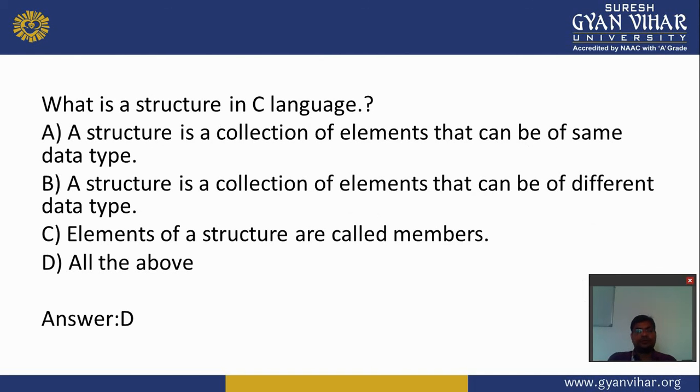Now, what is a structure in the C language? The definitions are: a structure is a collection of elements that can be of the same data type. A structure is a collection of elements that can be of different data types. Elements of a structure are called members, and all of them. So the answer is D. All three definitions belong to the structure.